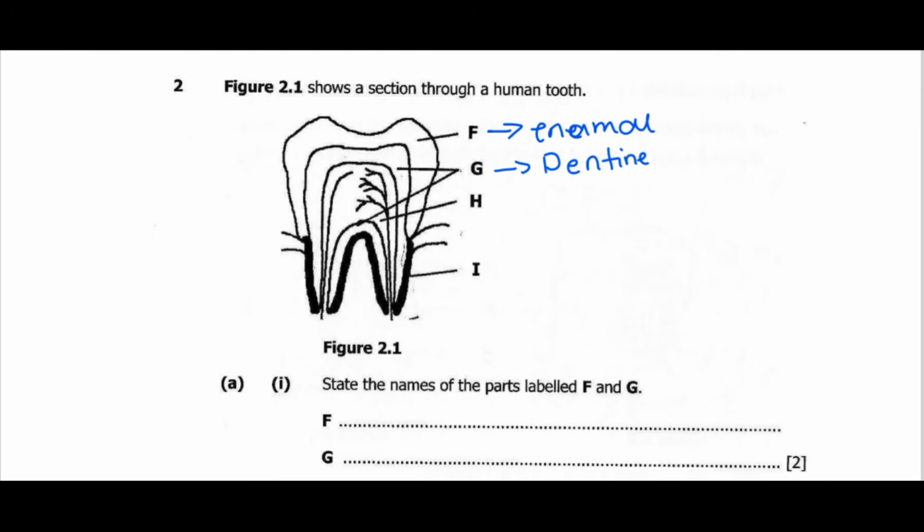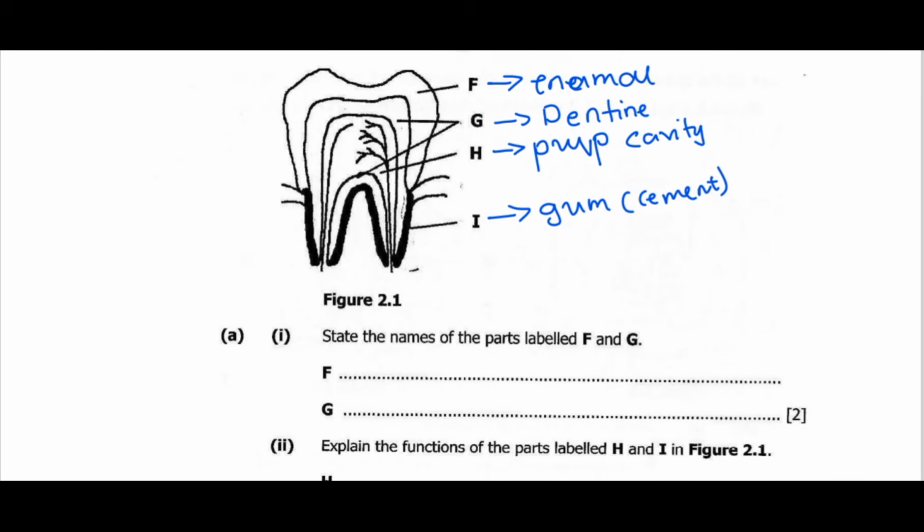Then we also have now our H. Our H, this is the pulp cavity. So pulp cavity is where we have the blood vessels that bring nutrients and also take away the waste products. Then also the nerve cells that transmit the pain signals. Then our I, the I is the gum. So it's the gum, with the inside we are going to have also the cement. Now let's look at the questions.